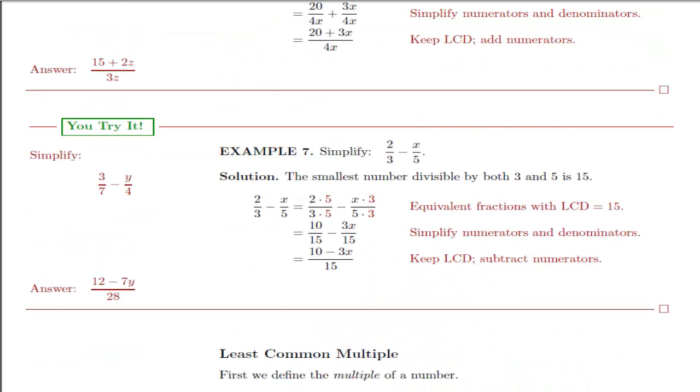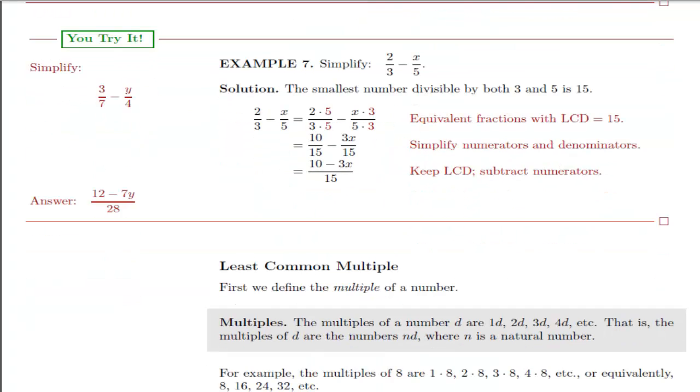Example 7. Simplify 2 over 3 minus x over 5. Solution. The smallest number divisible by both 3 and 5 is 15. So to get equivalent fractions with the denominator 15, we'll multiply the first fraction by 5 over 5 since it has denominator 3, and the second fraction by 3 over 3 since it has denominator 5. The first fraction becomes 10 over 15, and the second fraction becomes 3x over 15. Now that we have two fractions with the common denominator 15, we can subtract our numerators to get 10 minus 3x over 15.